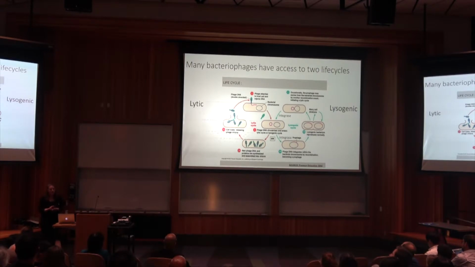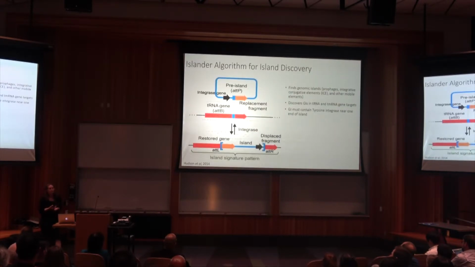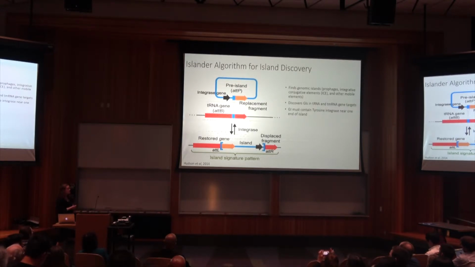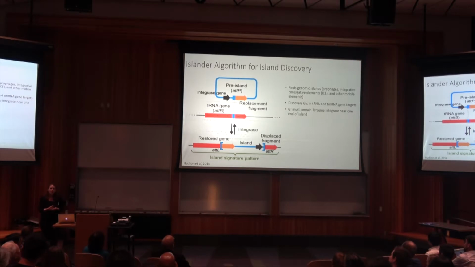So our lab has developed 2 different algorithms that find genomic islands, such as prophages, in addition to other mobile genetic elements and integrative conjugative elements. The first is called Islander, and it discovers these prophages only in tRNAs or tmRNAs, and they can only contain a tyrosine integrase. What this algorithm does is look for this island signature pattern, where you see a tRNA gene, an integrase, and then a displaced tRNA fragment. This was really important in finding these kinds of islands, and it also showed us that integrases are located near one end of genomic islands.